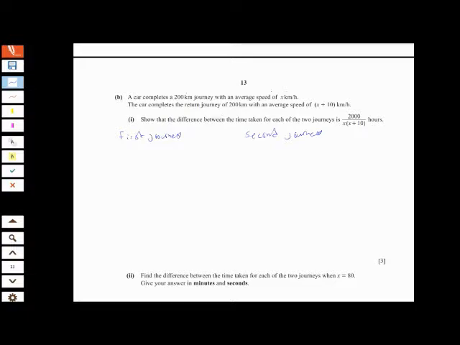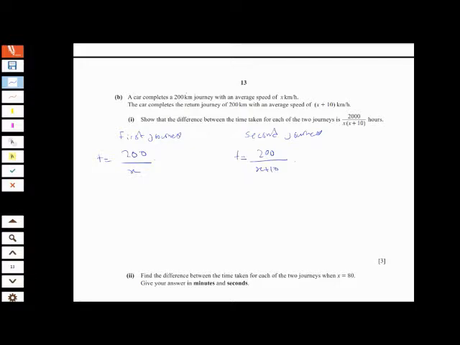But let's write the time in terms of x, which is the speed. So t equals the distance, which is 200, over the speed, which is x. This is the time for the first journey. For the second journey, the time equals 200, the distance didn't change because it's a return journey, over the speed, which is x plus 10.